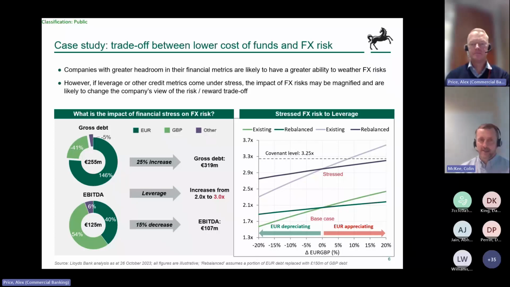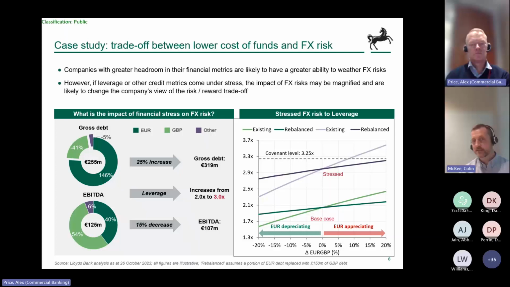And all of a sudden that FX risk becomes much more important. So you'll see the light purple line is reflecting that stressed scenario with the existing currency mix of net debt. And two things: it's obviously steeper than it was before, so there's more FX risk at higher leverage levels, and also the company is very much in danger of breaching a covenant level.